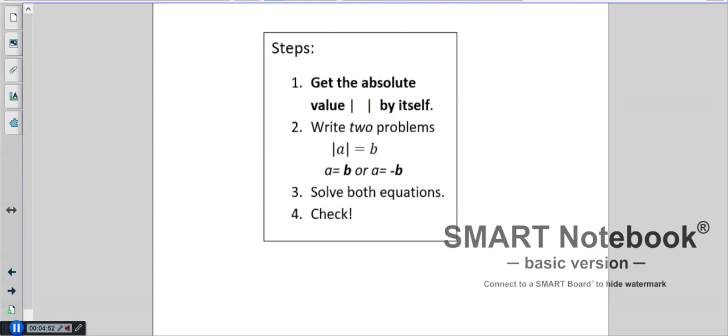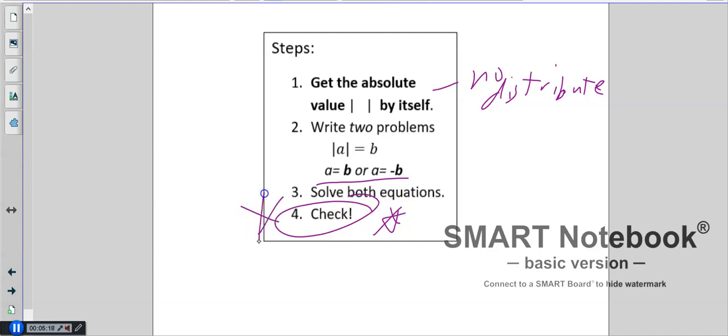All right, so steps. Get the absolute value by itself. So remember, we do not distribute. If there's something outside the absolute value bars, we do not distribute it. We have to divide to get rid of it. Write two problems, like we've already done, solve and check. This is the most important thing. You have to check your answer.